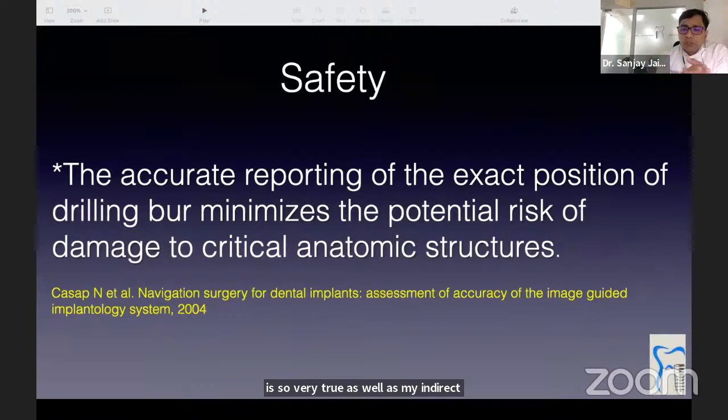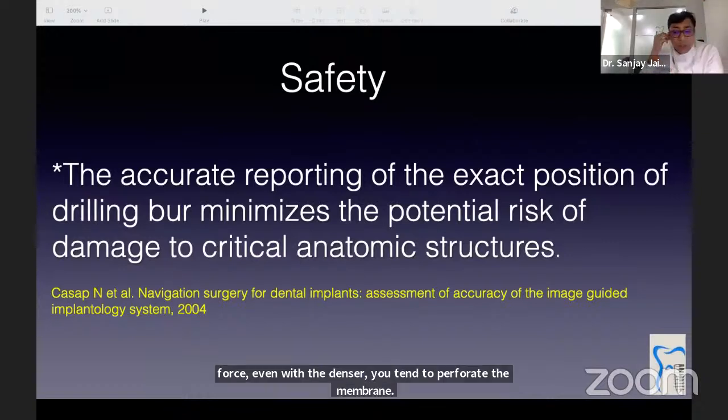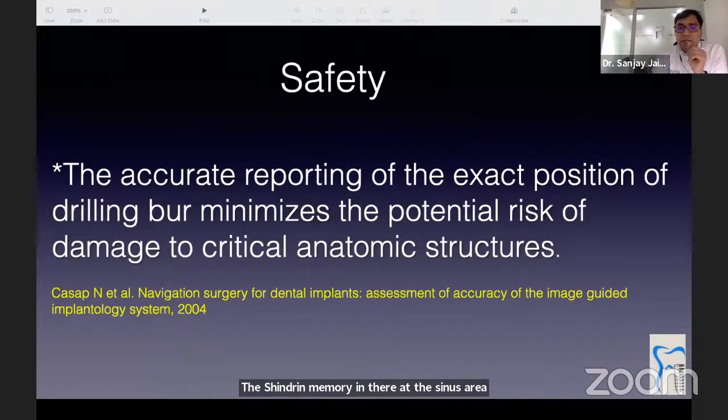So we are in the process of publication. It has already been accepted in an international journal. We have done 84 indirect sinus lift cases with the host bone being just 5 millimeters. And with the use of Densah burs and navigation, we have achieved no perforation in 82 cases and have been able to do the indirect sinus lift. In 2 patients, I could say it was operator error, because sometimes if you apply too much force, even with the Densah, you tend to perforate the Schneiderian membrane at the sinus area. So safety is amazing with this dynamic navigation.